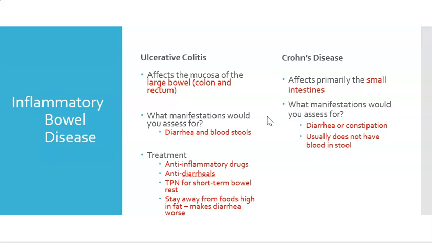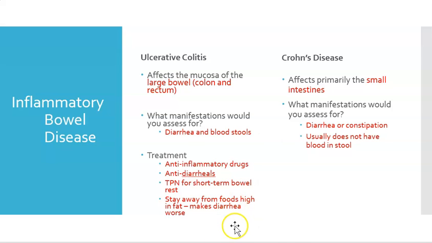Ulcerative colitis, that's going to be affecting the mucosa of the large bowel, the colon, and the rectum. So really with these, you're going to be assessing for diarrhea and blood in the stools. Because you could have blood in the stools, you want to keep an eye on that CBC. Treatment's going to be anti-inflammatories, TPN, that's the total parenteral nutrition that they're going to get via PICC line, and that kind of looks like a milkshake, or sometimes it's yellow in appearance, just depending on what type of nutrients are in it. So just keep that in mind.